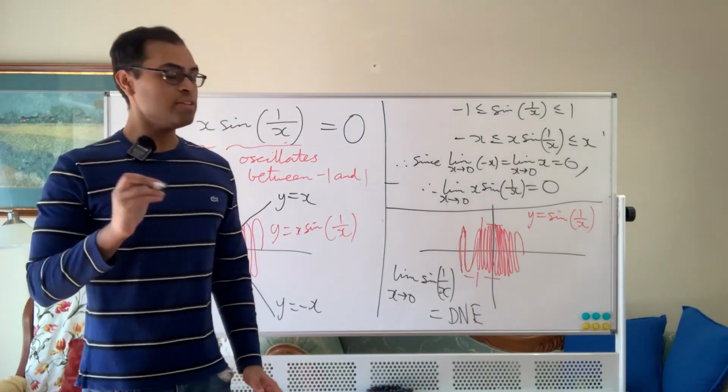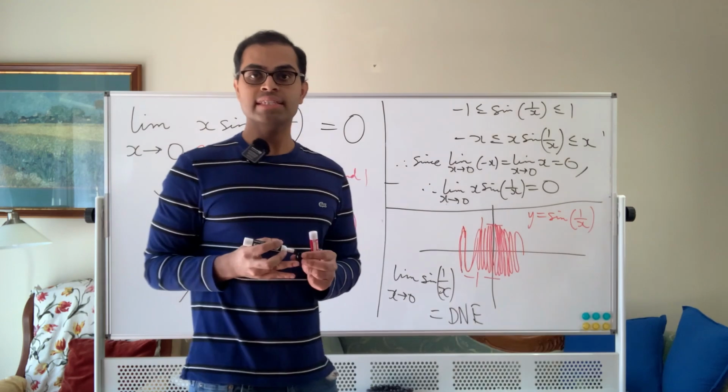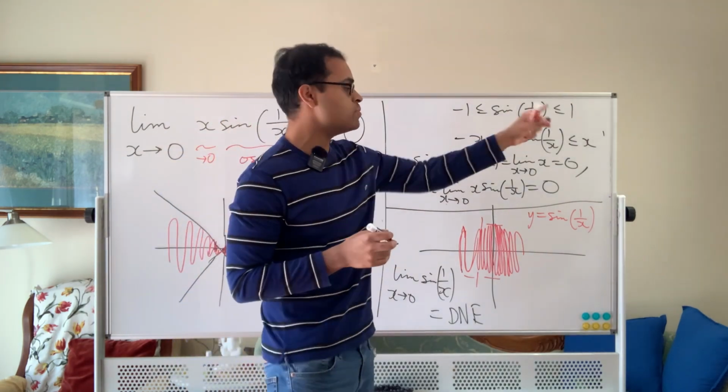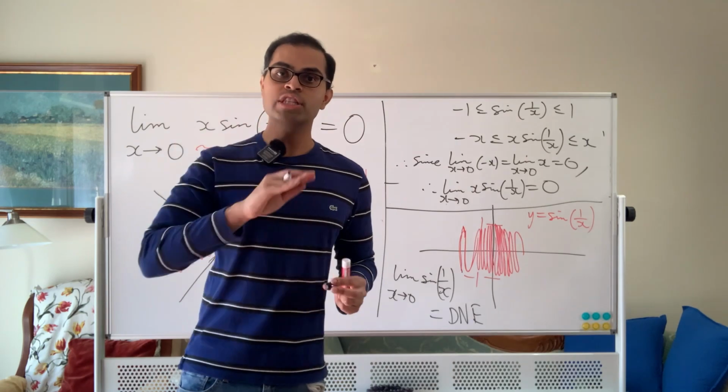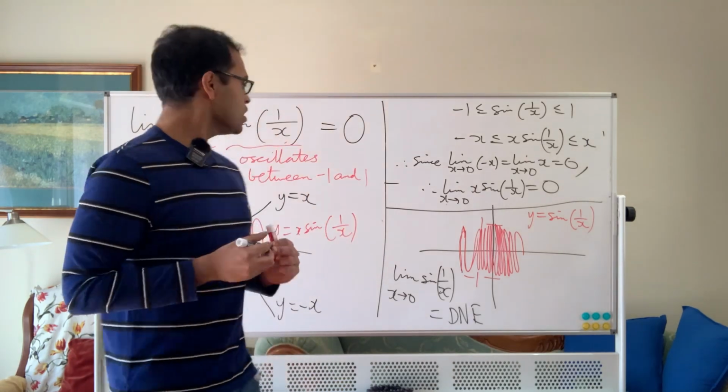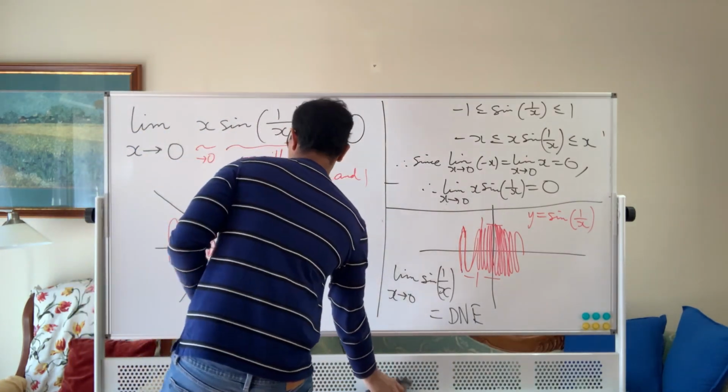And the formal justification for this is the sandwich theorem. Okay, so the sandwich theorem says that if a function is squeezed between two functions and both of those have a particular limit, then the function that's squeezed in also has the same limit. So I'm going to state that theorem formally now.